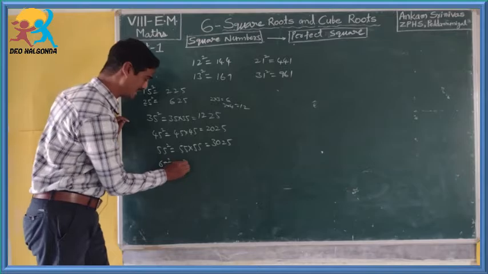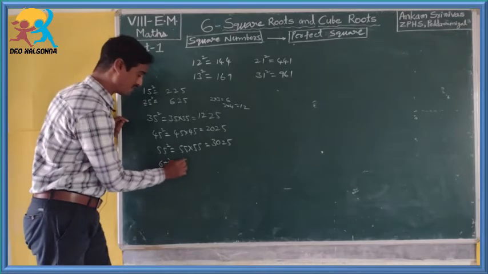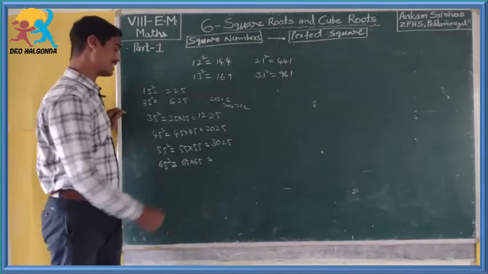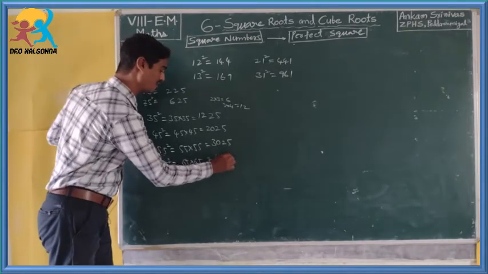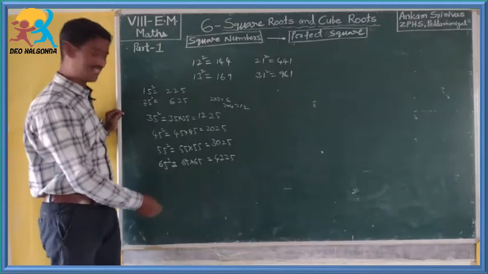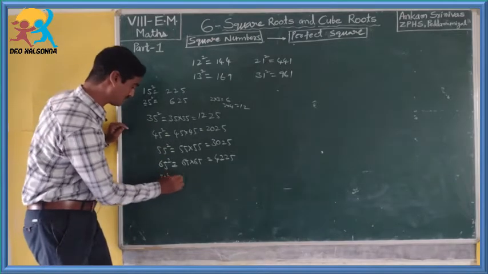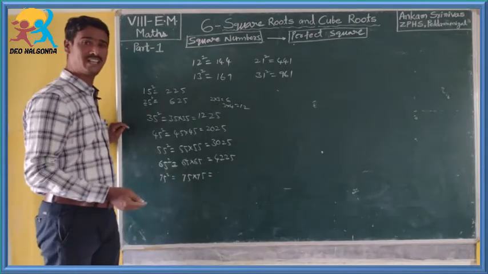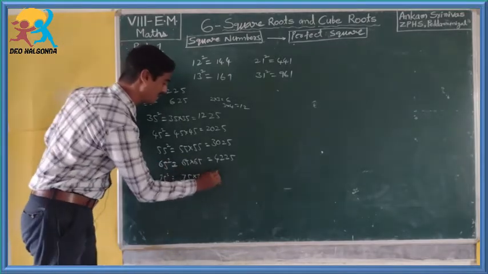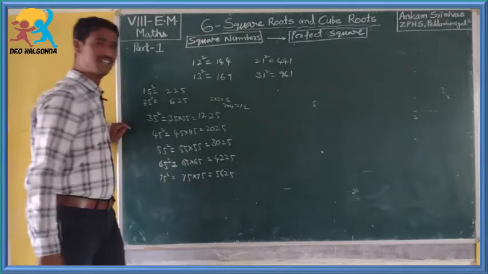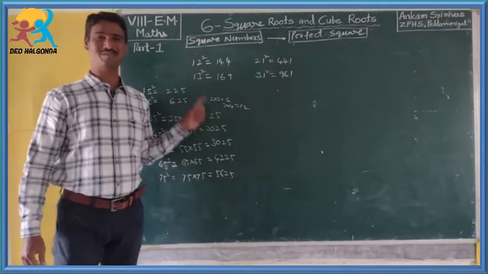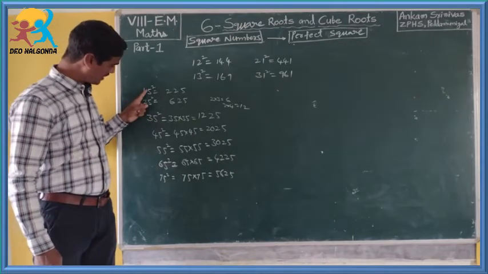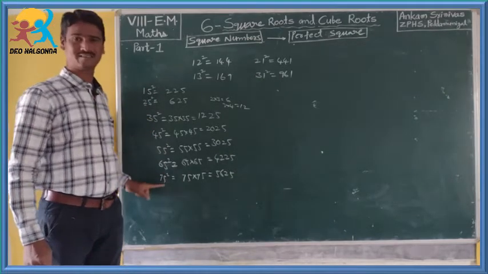6 5s are 30, 6. 65 into 65. 6 plus 1, 7. 6 7s are 42, 25. Like that, you can add 75 square. 75 into 75. 7 plus 1, 8. 7 8s are 56, 25. Very easy, no? Very specific pattern for the square of a number which ends with 5.